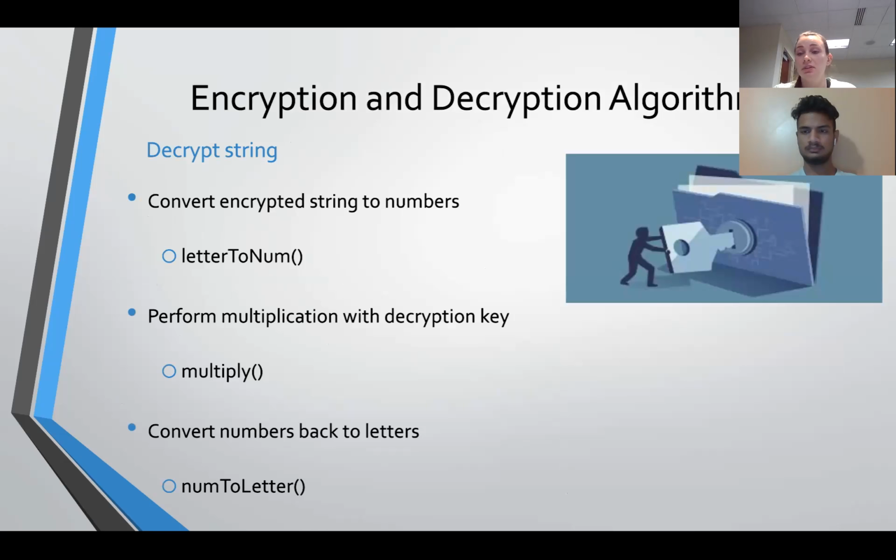Now it's time to decrypt the string because now you have the encrypted message in a string. This is done by converting the letters into numbers using that letter to num function that I mentioned before. Then you're performing that multiplication in blocks of 2 with your decryption key. So it's really important to use the decryption key instead of encryption, or else you'll just be encrypting it again and you won't get your plain text back. And that is done by the multiply function. And then now that you have these decrypted message numbers, you then want to convert those numbers back into letters. We use the num to letter function.